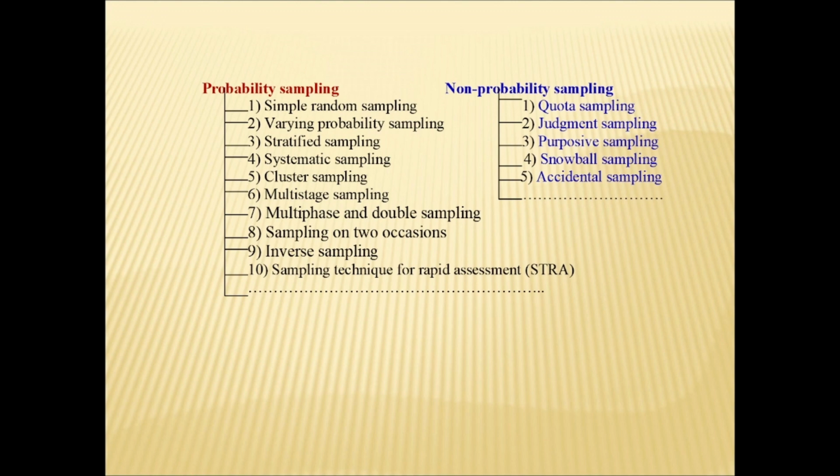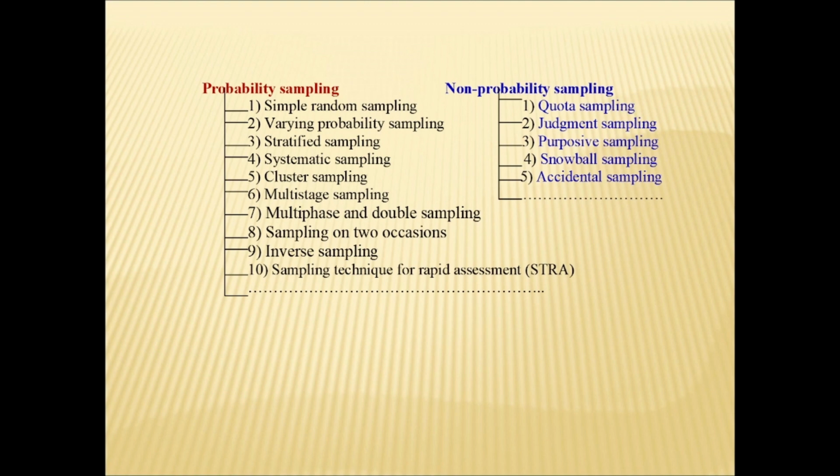And SRSWR means simple random sampling with replacement, meaning that we can replace the selected element before drawing the second unit from that particular population. But SRSWOR means you cannot return the selected units to the population before drawing the second one. This continues. I think everybody knows this.